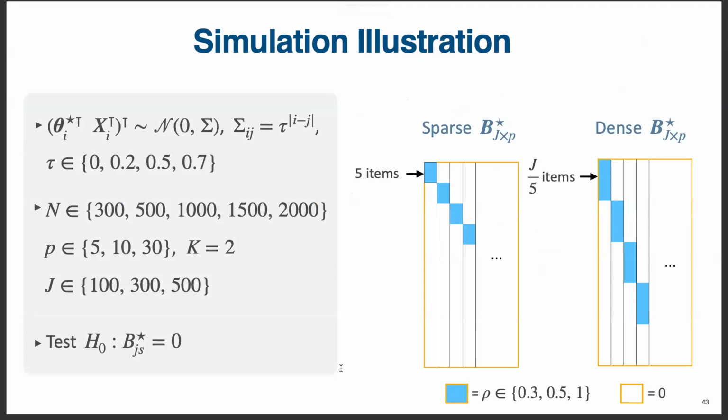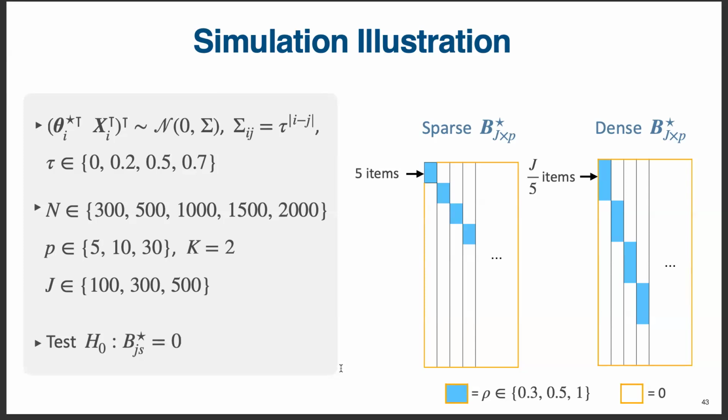Okay, so we have some simulation results to illustrate this. We generated our factors and X from a normal distribution. We consider different settings where X and the factors are independent and up to 0.7 correlation. We also consider different sample sizes from 300 to 2000 and different P, not that large, 5 to 30. Again, since we don't add additional regularization, we don't have P going to very large dimension. K is taken as 2, and J, the number of questions, is 100 to 500.